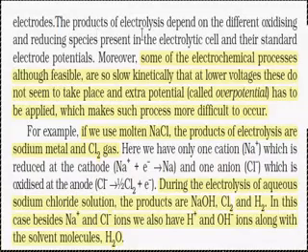The products of electrolysis depend on the different oxidizing and reducing species present in the electrolytic cell and their standard electrode potential. Some of the electrochemical processes, although feasible, are so slow kinetically that at lower voltages these do not seem to take place, and extra potential, which is called overpotential, has to be applied, which makes such a process more difficult to occur.